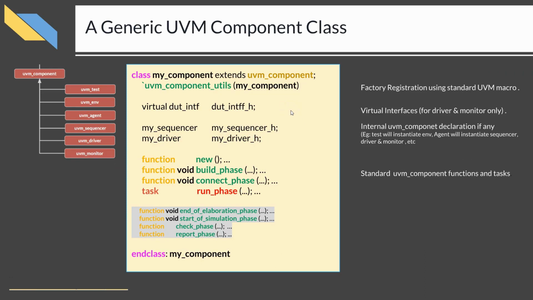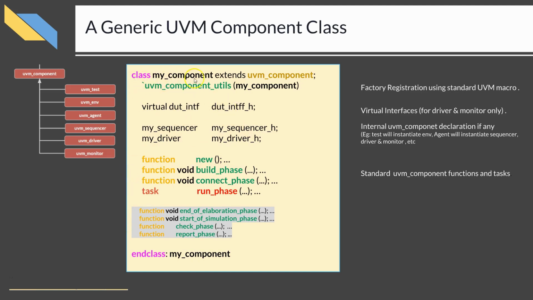First, you will learn component classes. This is a generalized form of any UVM component class, and this is applicable for all of these classes, either a UVM test or an environment env, an agent, sequencer, driver or monitor. We will learn all of them in general, and when you go through the examples, it will be helpful for you to understand if you know the general structure of all of these classes.